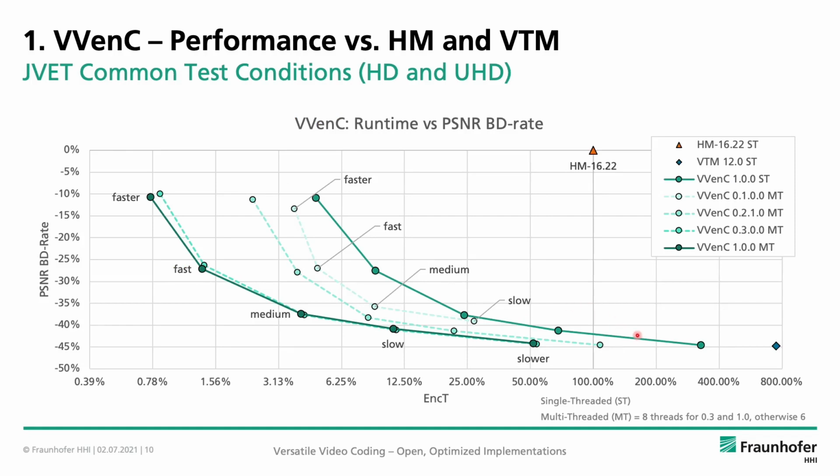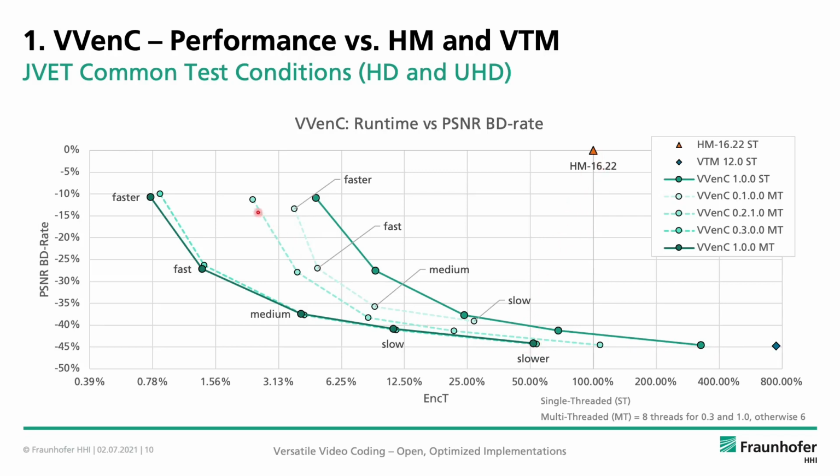Performance-wise, we have plotted here the preset curves of VVEnc 1.0. This is the solid green line on the right running single-threaded and the solid green line on the left running multi-threaded with 8 threads, compared to the HM reference software, the HEVC reference software, and the VTM reference software here on the bottom right. So we can see that the slow modes can keep the VTM efficiency while being significantly faster. The slowest mode is even faster than the HM reference software when using multi-threading.